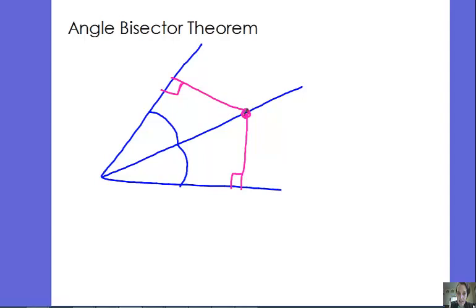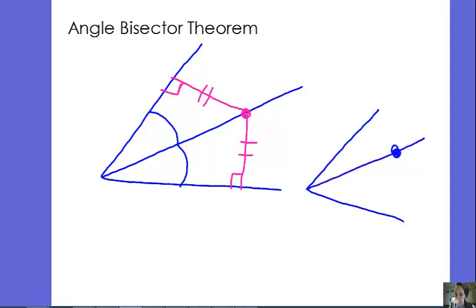And vice versa. If we have an angle and we pick a point on this ray and it's equidistant to the sides of that angle, then we can say, oh, well, that has to be the angle bisector.